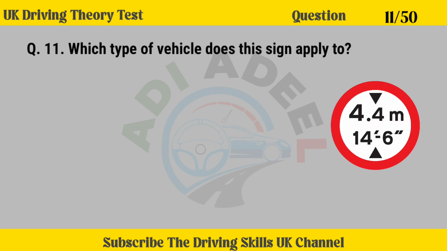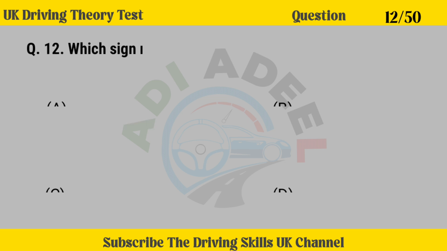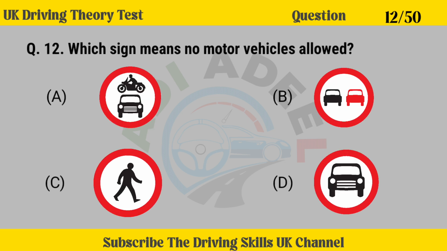Question 11. Which type of vehicle does this sign apply to? A. Wide vehicles. B. Heavy vehicles. C. High vehicles. D. Long vehicles. The right answer is C. High vehicles.